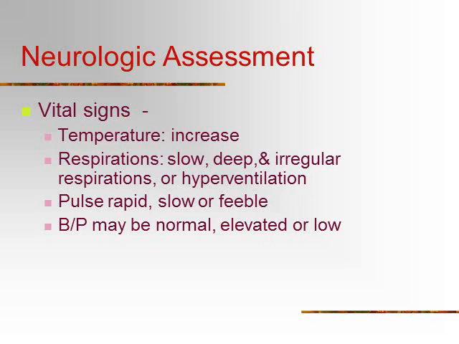Irregular respirations would be more associated with some type of damage to the brain stem, and that would be a bad sign if they were to the point where they were having irregular respirations. And then you can also have hyperventilation. The pulse might be rapid, slow, or feeble. So, under different conditions, the heart rate might do different things. And then blood pressure could also be normal, elevated, or low. So vital signs really just depend on what kind of neurological illness is going on.